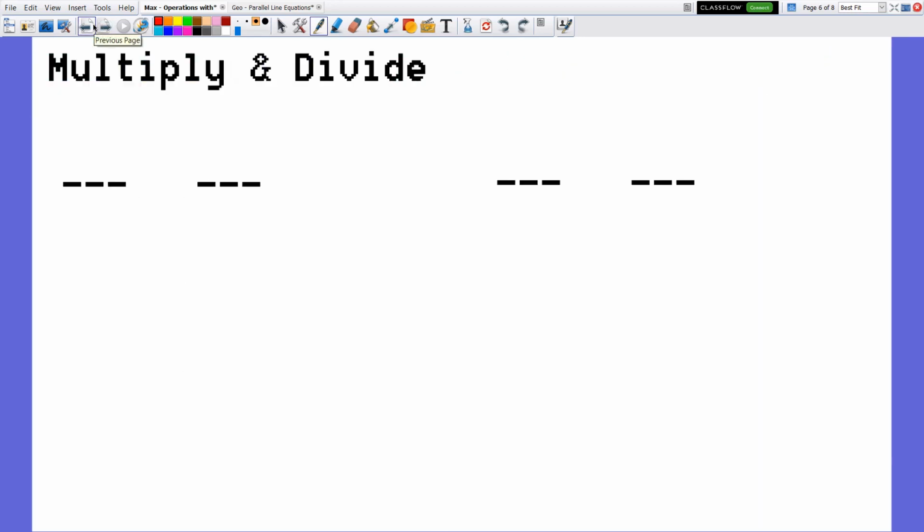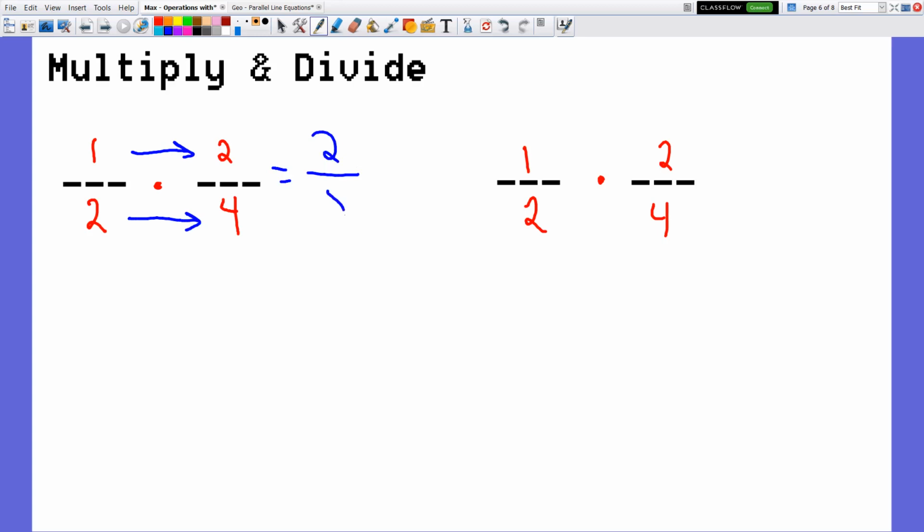The multiplying and dividing algorithms, I'm going to use the same problem and then go through the routine. So 1/2 and 2/4. Multiplication is incredibly straightforward. If you see that multiplication symbol in between two fractions, you just go straight across the top, straight across the bottom. 2/8.